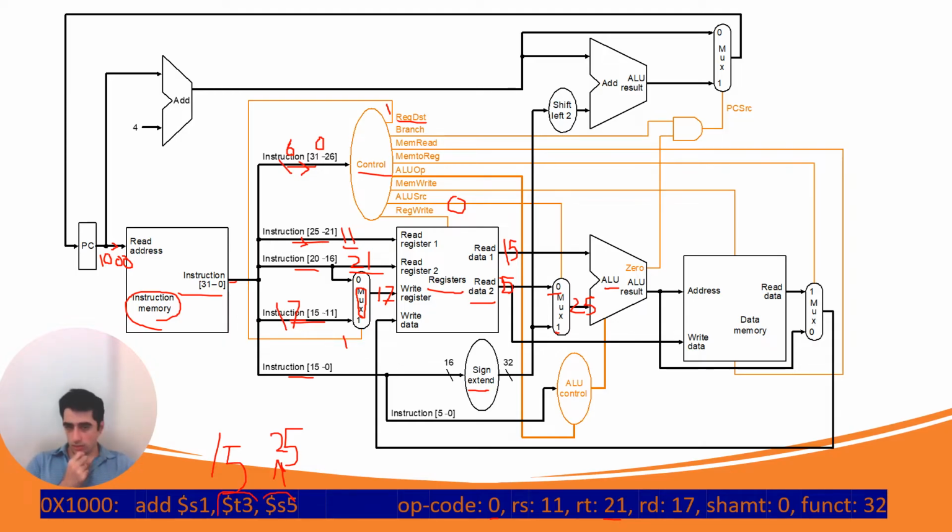And the read data 2 is going to be 25. That's going to be given to my multiplexer's output. Now 25 and 15 are going to be given to the ALU. The ALU is going to do the add operation. How does ALU know what operation to execute?